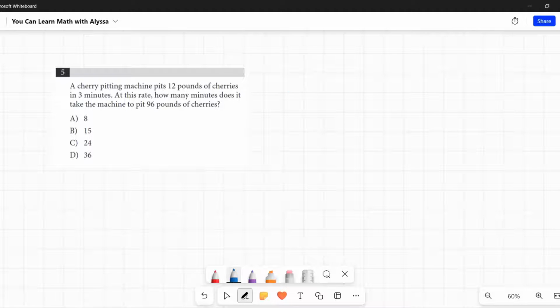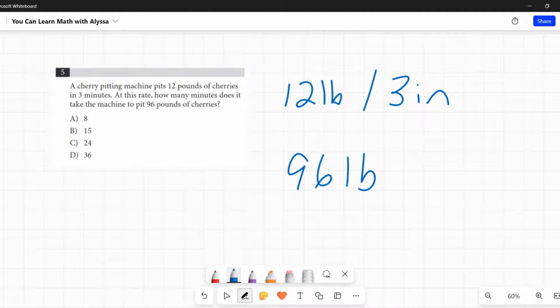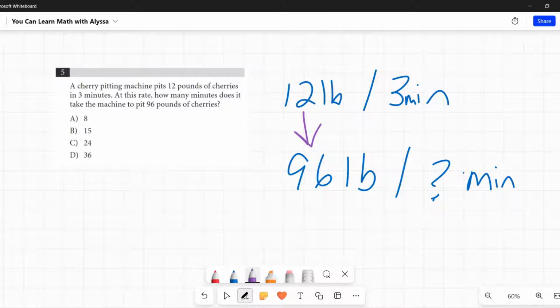If I say, all right, there's 12 pounds of cherries every 3 minutes, and I need to get 96 pounds of cherries, and I don't know how many minutes it's going to be. So I would look at that and go, how many times does 12 go into 96, or 96 divided by 12? Because these are a direct sort of proportion. Well, 12 times 8 is 96. So to get from here to here, I multiplied by 8. So over here, I would do the same thing. 3 times 8, which would be 24, which would be C.